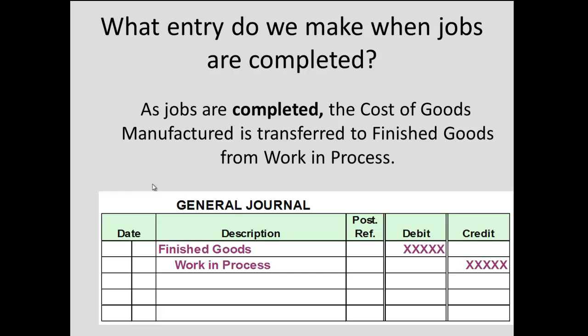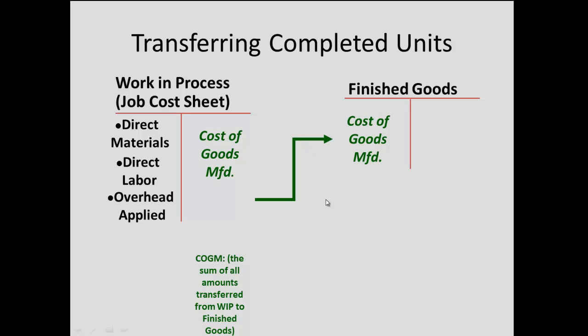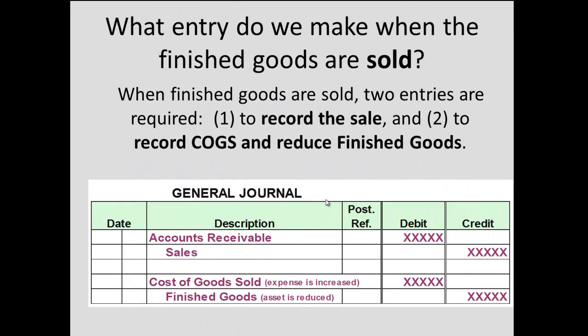When jobs are complete, we need to reduce the work in process inventory account and push those on into the finished goods inventory account. This is where they're going to stay until they're actually sold. Once they're sold, we're going to reduce this asset, finished goods, and we're going to go on up here and increase this expense, which hurts our equity with the debit. We're also going to record the sale. And like I said, it might be a year, 2, 3, 4, or it might just be a couple days before we actually sell those finished goods.